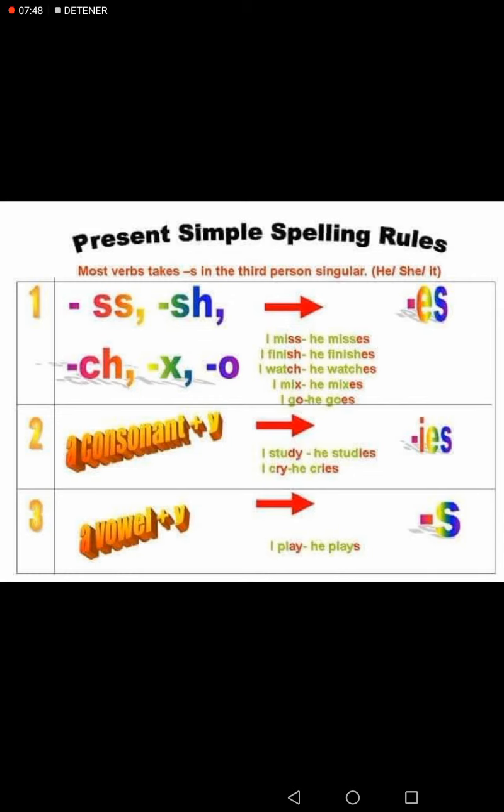Study, studies. I cry. I cry is in the same situation. R, it's a consonant. Then we have the Y. So we have to drop the Y and add IES, like he cries instead. Cries, yeah. Why? Because we have consonant and Y at the end. And finally, we have a vowel and Y. When we have a vowel and Y, we have to add only the S. Si se fijan, esta termina en Y, pero antes tiene una vocal. Entonces no podemos aplicar esta regla. Simplemente se le agrega la letra S.